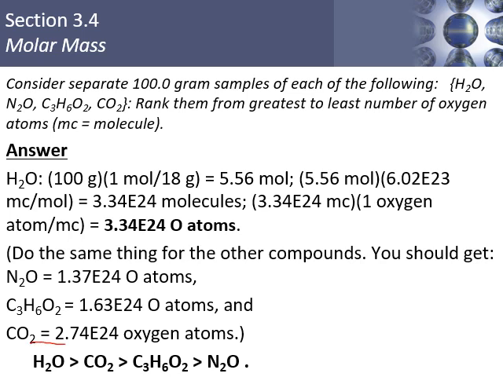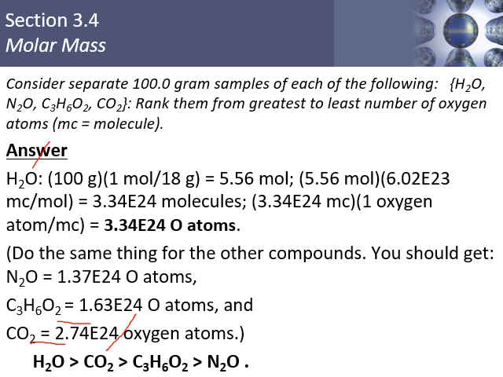So for H2O, we have 100 grams. We divide it by 18. We get about 5 moles of H2O, each of which has 1 O. So when you multiply the 5 times 1, you get 5. So that's actually more than what you get here, where you got about, what, 4 or something like that. Actually 3.